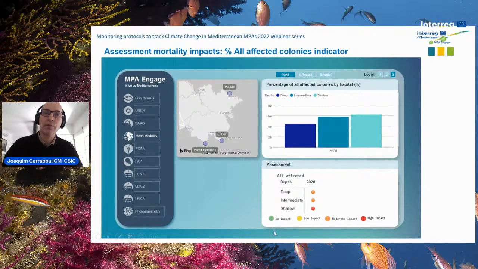In the upper figure, what you have is the percentage of affected colonies in different depth layers: the deep, intermediate, and shallow. And in the lower panel, we have the assessment. Depending on the percentage of affected colonies, we provide the assessment. So in this case, for instance, we see that in the shallow waters we consider that it has been highly impacted, while in the deep and intermediate waters, the impact has been moderate.